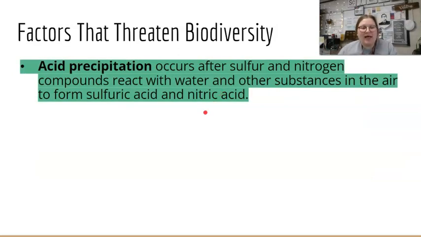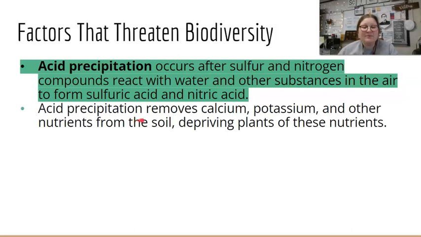All right, so acid precipitation is another concern because it occurs after sulfur and nitrogen compounds react with water and other substances in the air to form sulfuric acid and nitric acid. It removes calcium, potassium, and other nutrients from the soil, which deprives plants of these nutrients. If the plants are at risk, the entire ecosystem is at risk.